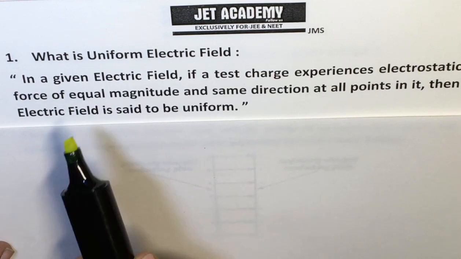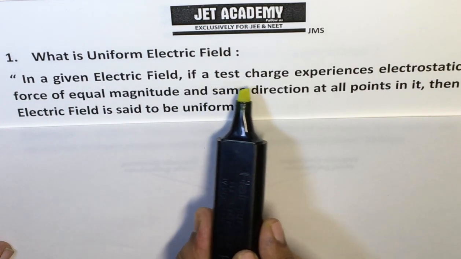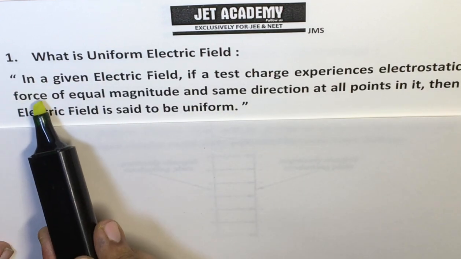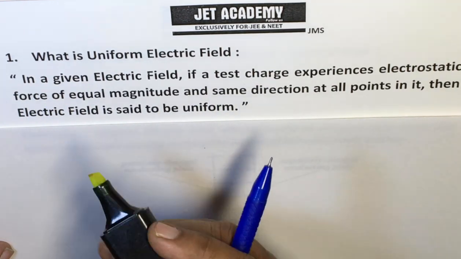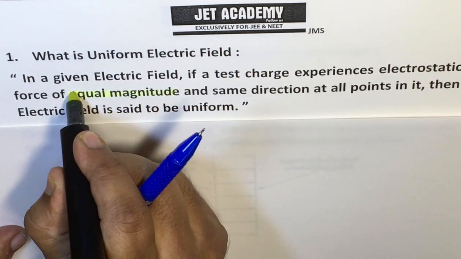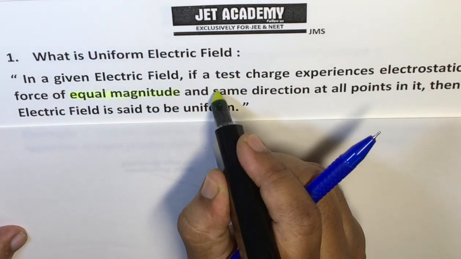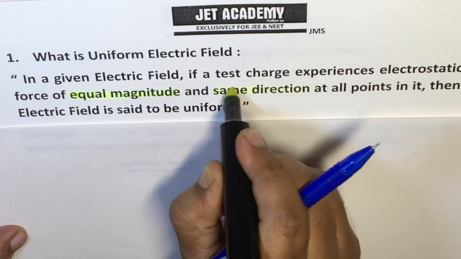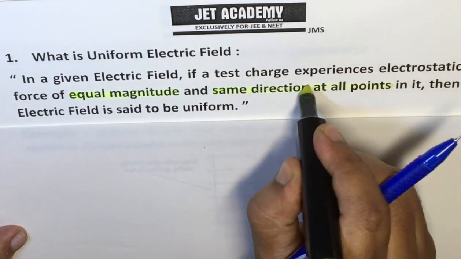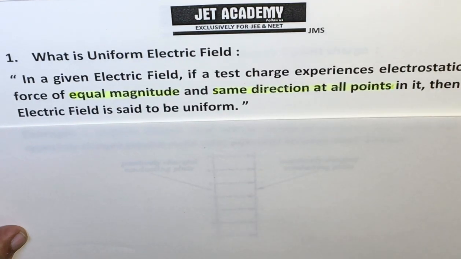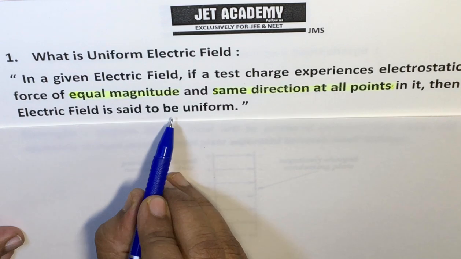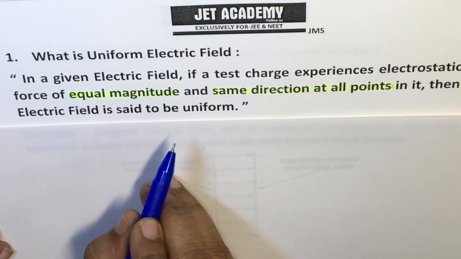In a given electric field, if a test charge experiences electrostatic force of equal magnitude, this is important, equal magnitude and the same direction at all points in the given electric field, then that electric field is said to be uniform. Very simple.